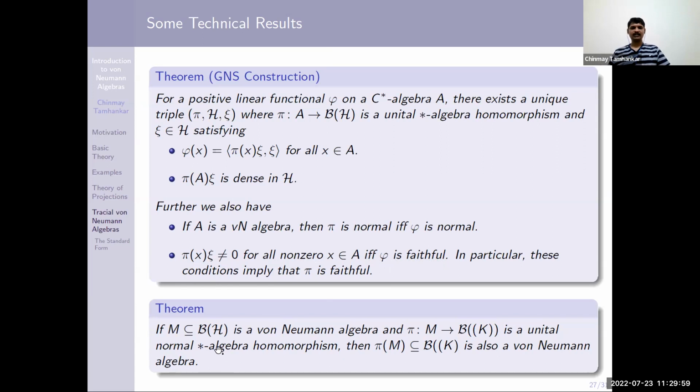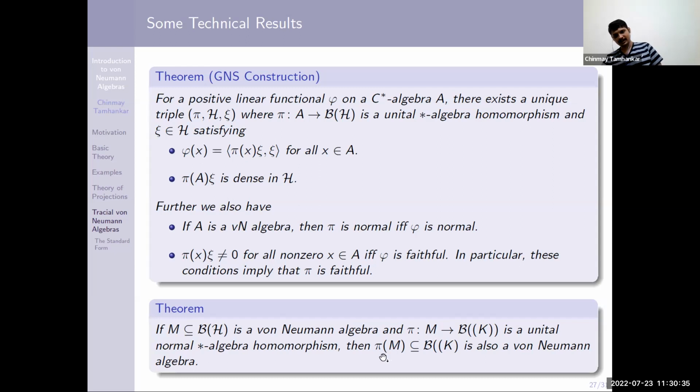Okay. And another result that we will need is that if M is a subset of B of H, a von Neumann algebra, and we have a unital and normal star homomorphism phi from M into some other B of K, then the image is also a von Neumann algebra. And the main thing to note is that if this phi is injective, then M and phi of M are both W-star algebras, and this phi is an isomorphism between them, and so it's also a continuous isomorphism.